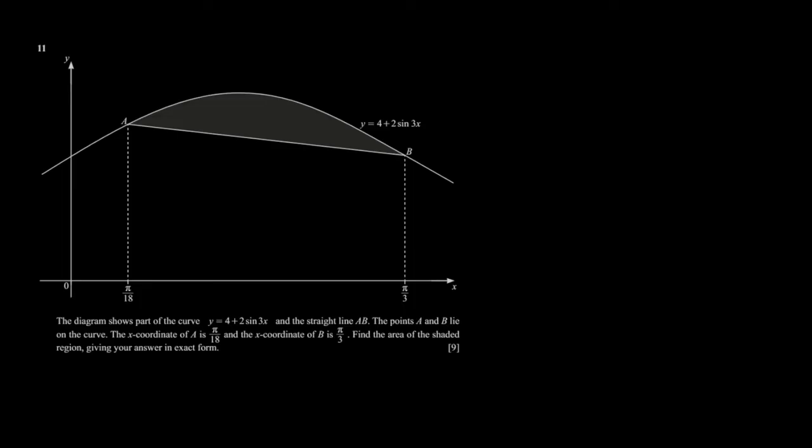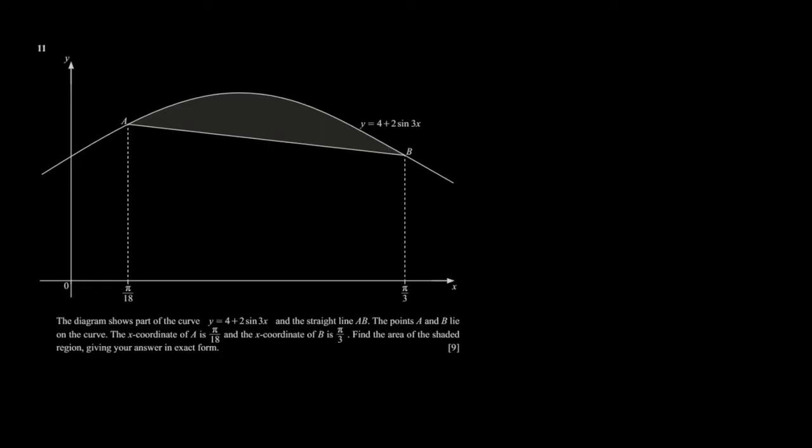Okay, then question 11. So the diagram shows part of the curve y = 4 plus 2 sine 3x, so that's that curve there, and the straight line A to B. The points A and B lie on the curve. The x-coordinate of A is pi by 18, the x-coordinate of B is pi by 3. Find the area of the shaded region, giving your answer in exact form, right? So we want to find this area here.